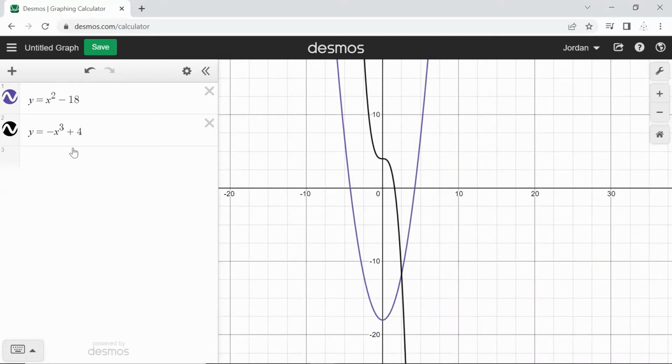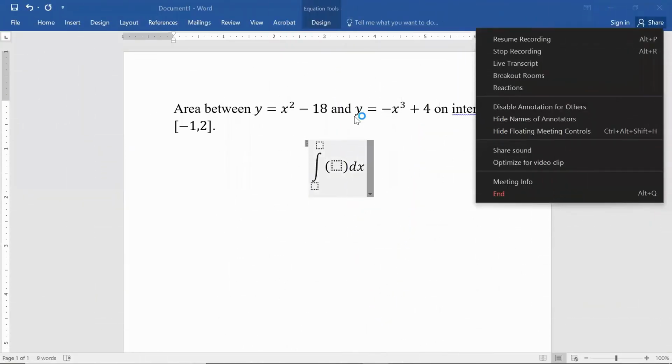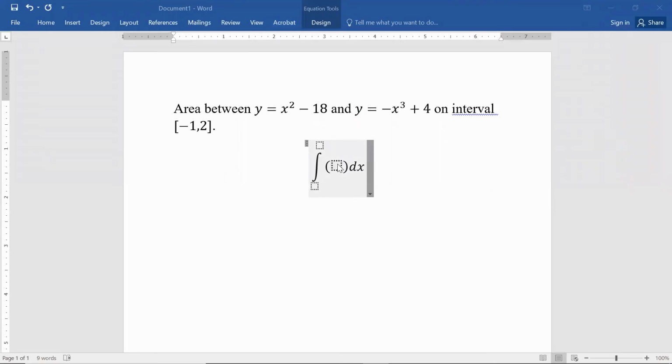So in here, the black curve is above the purple. And so that means the negative x cubed plus 4 is going to be on top. That's going to be my f of x. And the x squared minus 18 is going to be on bottom. That's going to be my g of x. Let's set up the integral. The interval goes from -1 to 2. We're going to do an f minus g inside.